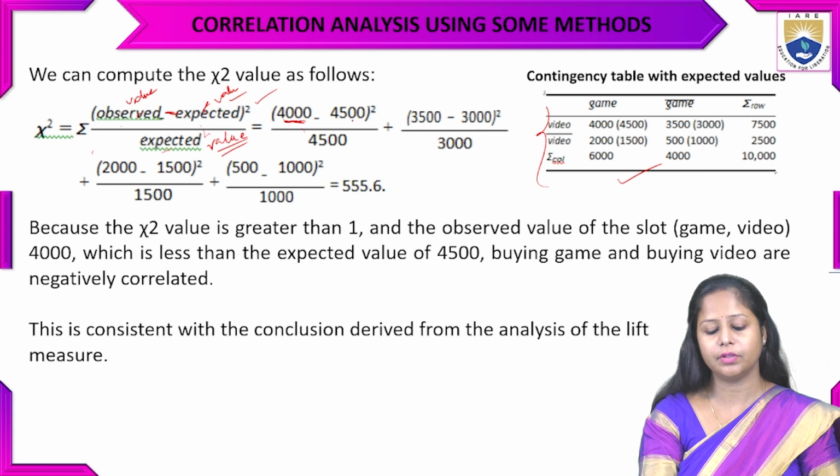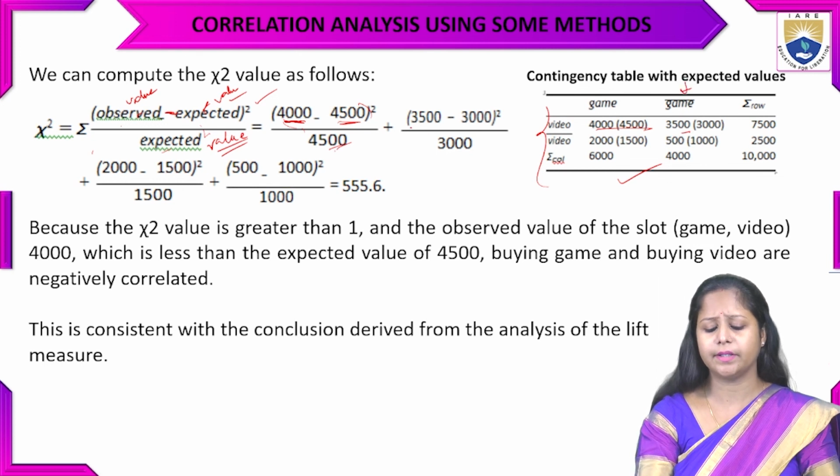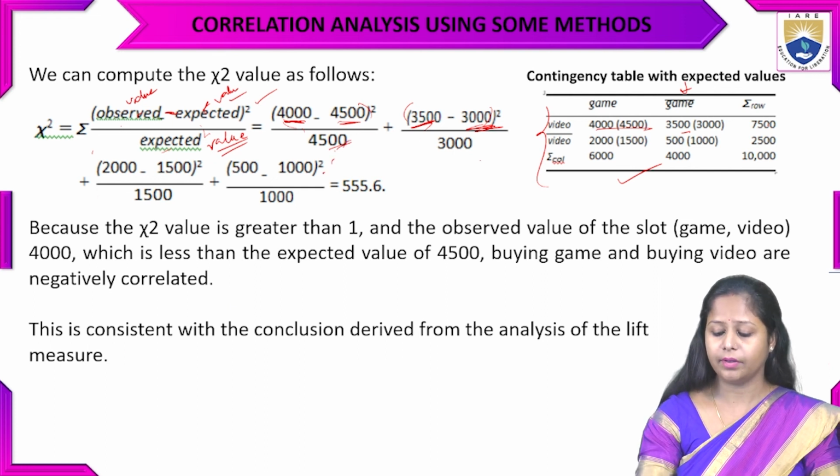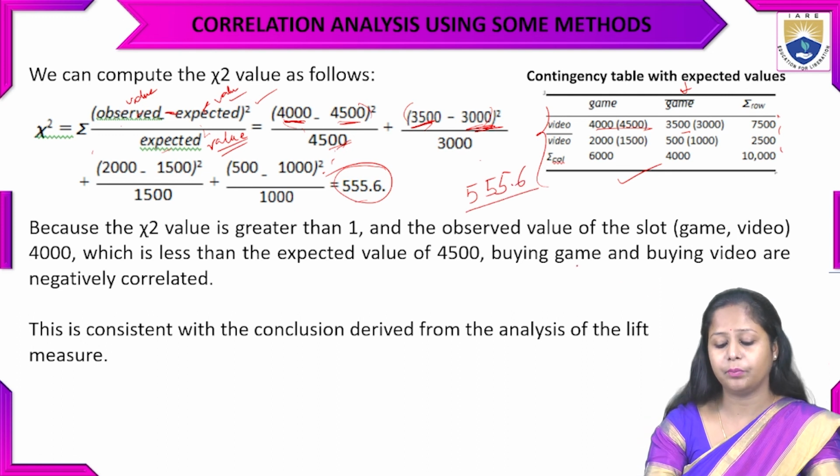From this contingency table we got these values: 4,000 minus 4,500, divided by 4,500, squared, plus we check another item set having 3,500 where the expected value is 3,000. We square that and divide, and so on for every slot. So here we get the chi-square value as 555.6.